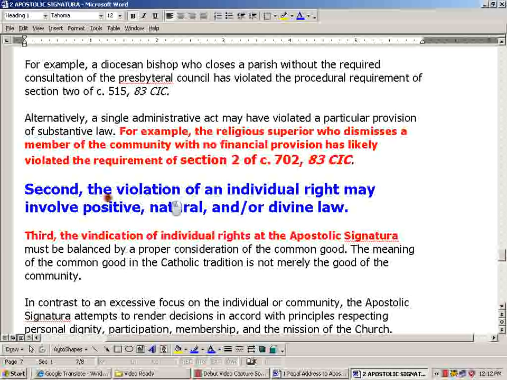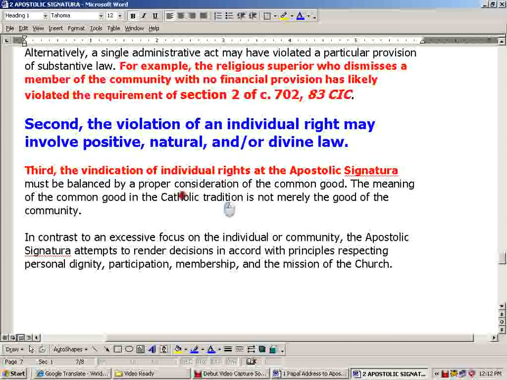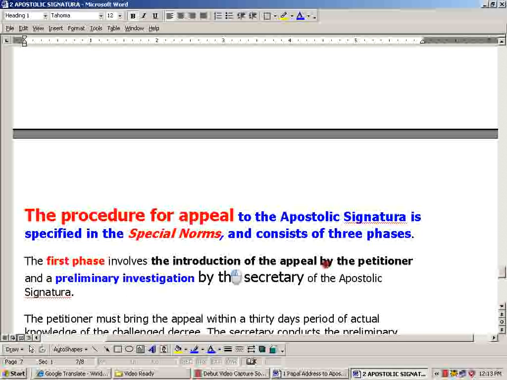Right? So if it violates positive or natural and or divine law, it can be appealed. Third, the vindication of individual rights at the Apostolic Signatura must be balanced by a proper consideration of the common good. The meaning of the common good in the Catholic tradition is not merely the good of the community. In contrast to the excessive focus on individual or community, the Apostolic Signatura attempts to render decisions in accordance with the principles respecting personal dignity, participation, membership, and the mission of the Church.